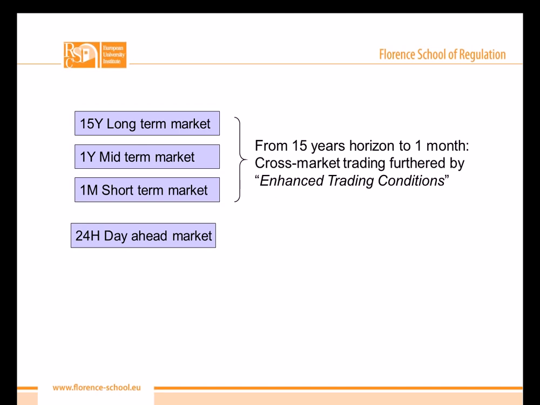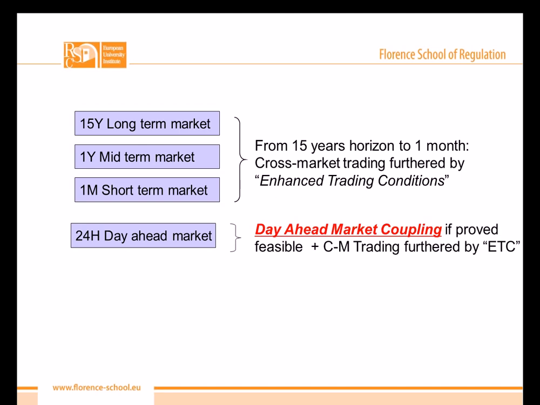24 hours, very short term, day-ahead market. In my mind, we need something else than the enhanced trading condition. You get it in red, day-ahead market coupling. If you are familiar with the wording market coupling, you immediately catch. If you are not, do not be afraid. We couple things, market coupling. What do we couple? The commodity, the gas, and the transportation capacity, the pipe. And we tell you, if you are able to sell your gas, the commodity, you will get the transportation. Very good. Much simpler to trade. That's what I'm proposing for the day ahead.